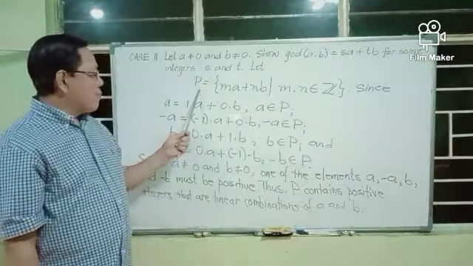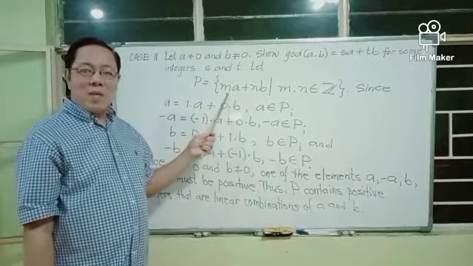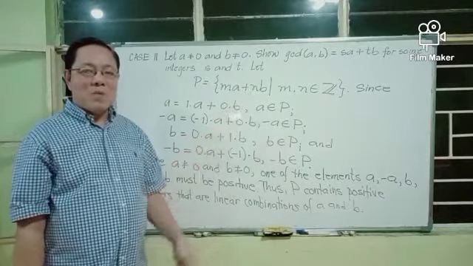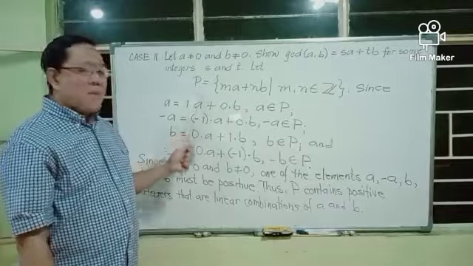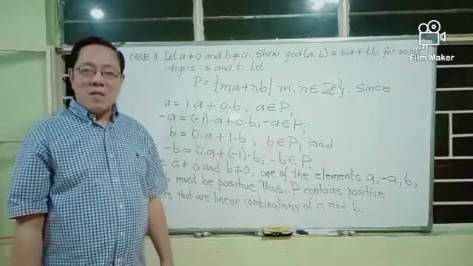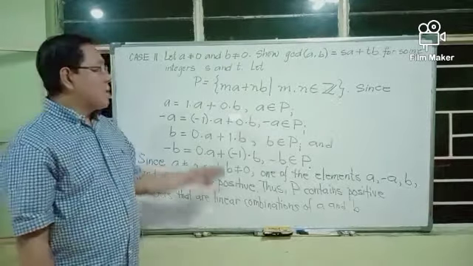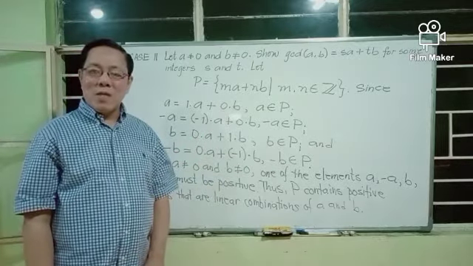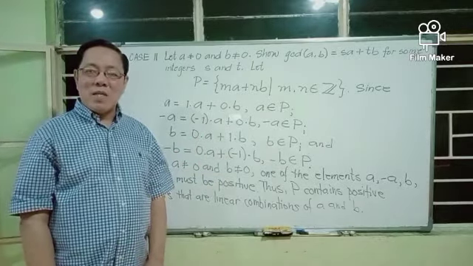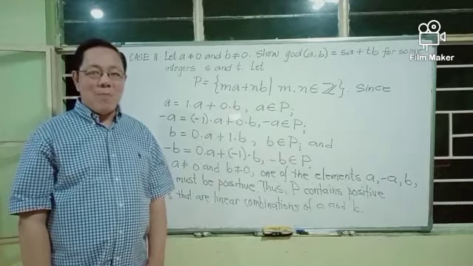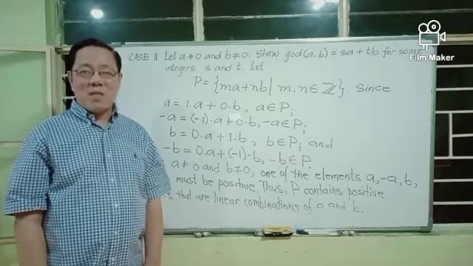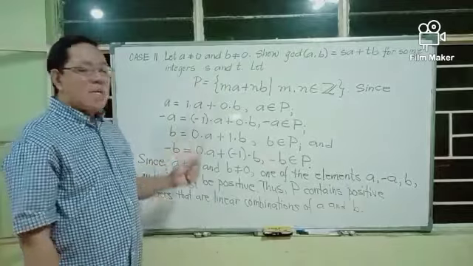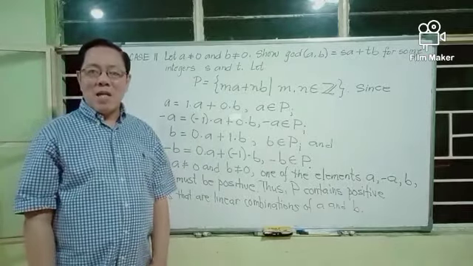The elements of P are linear combinations of a and b, and we have just shown that set P contains some positive integers of the form ma plus nb. Now, we will denote this set of positive integers, the positive elements of set P, by capital Q.